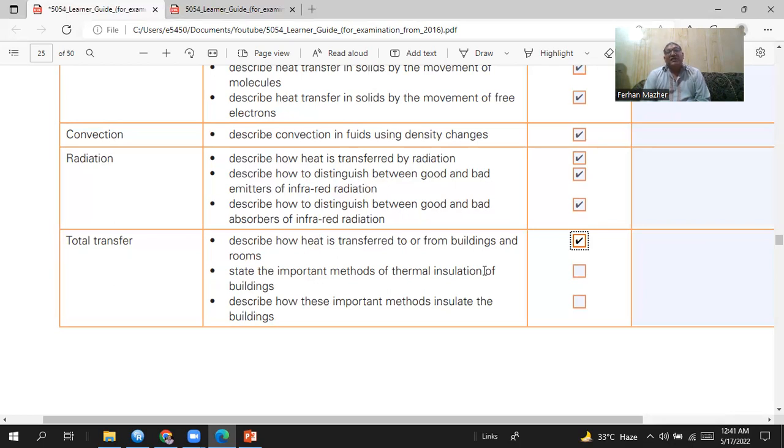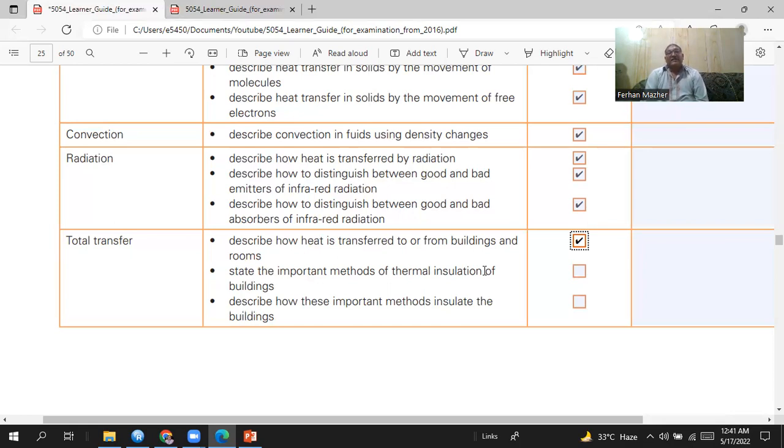Then he says, state the important methods of thermal insulation of the building. For example, on the floors, we put carpets. For example, between the cavity walls, we put insulation, and we make a false ceiling. You know the false ceiling? When we put a false ceiling, that also prevents the absorption or emission of the heat. And you should have full command on these things.